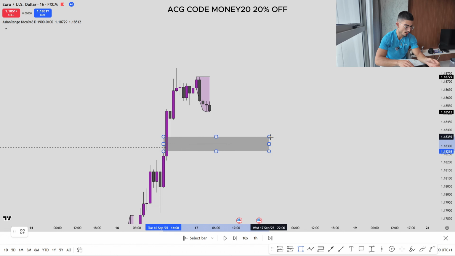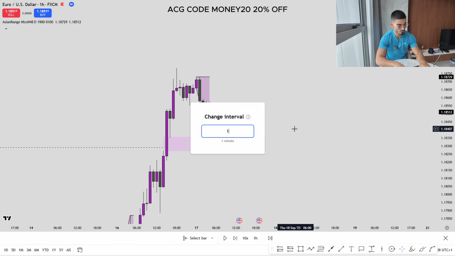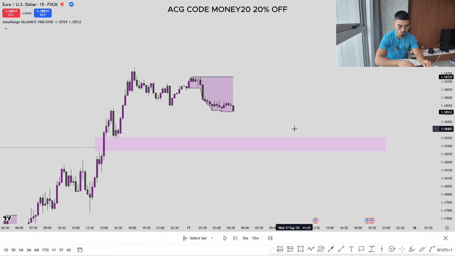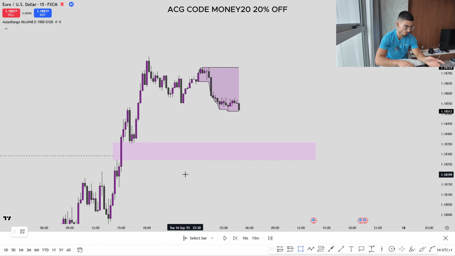We had this hourly fair value gap right here, which actually did get tapped into a little bit, I believe, for this position. And then on the 15-minute time frame, we also had this 15-minute area of demand. Okay, so I like to draw out my demand areas by basically drawing out the last down candle before the move up.